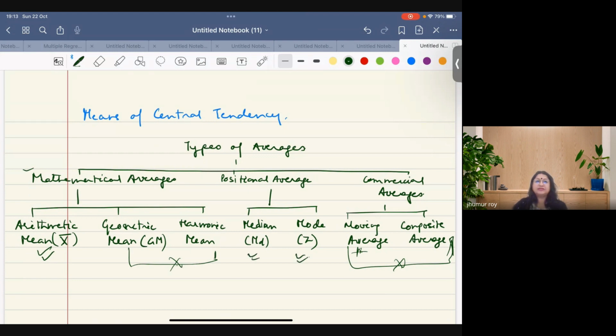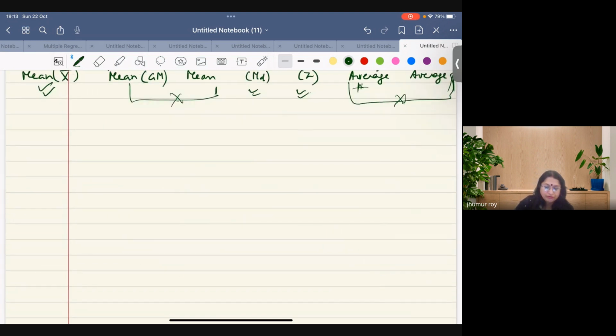These are the three things which I will be discussing in today's class. Okay, so it is arithmetic mean, median, and mode. These three areas will be discussed in today's class. So let's start. The first one that we have is called arithmetic mean.